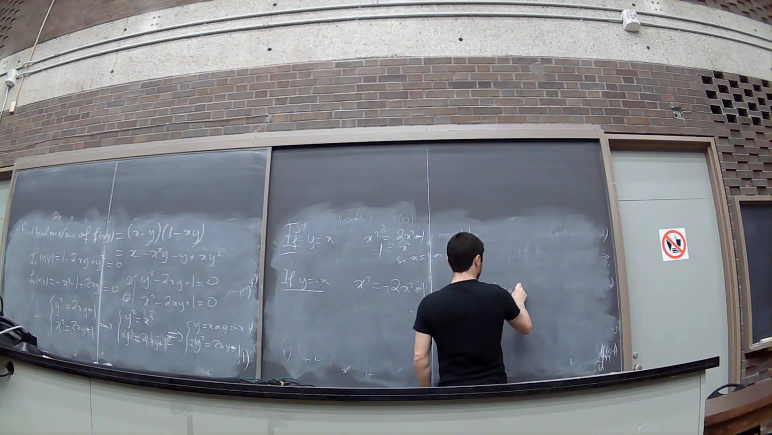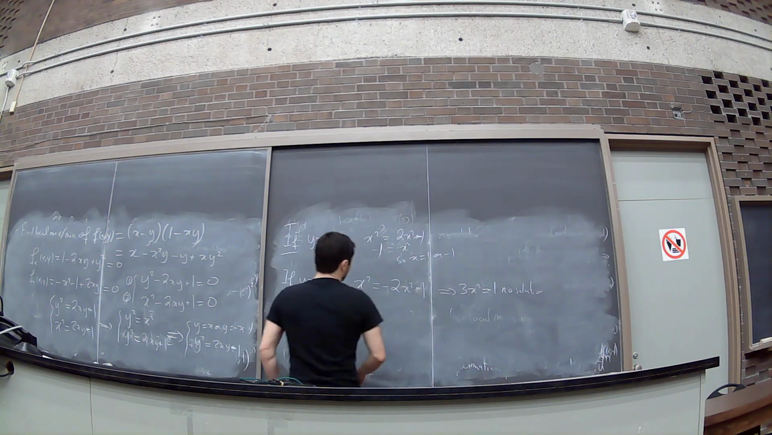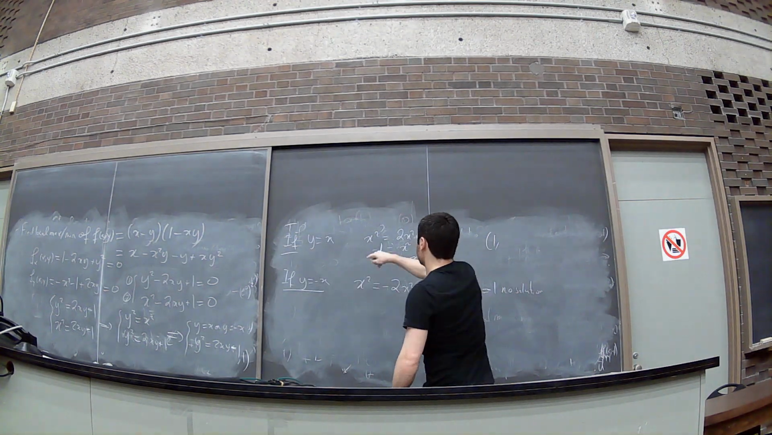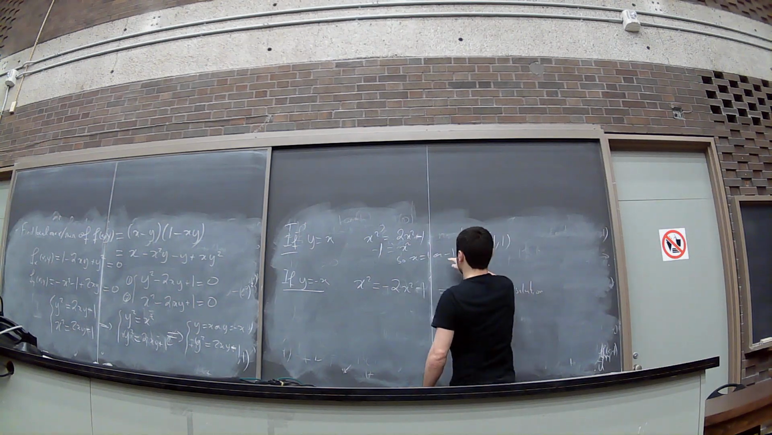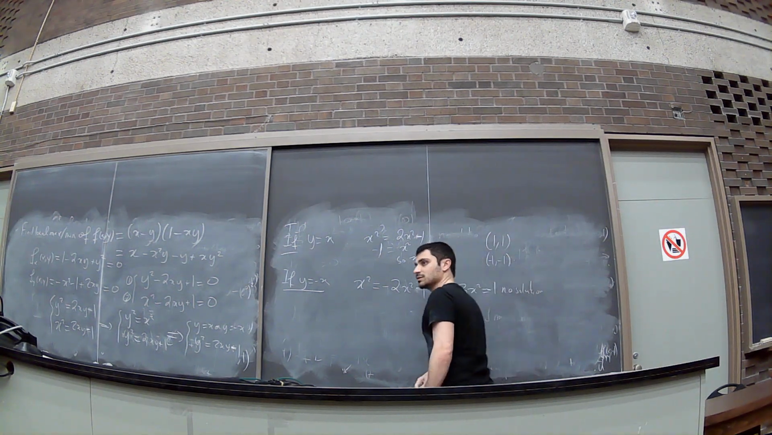Thank you very much. So if x is equal to 1, what is the value of y? Here y is equal to x. And if x is equal to minus 1, y is minus 1. Okay?